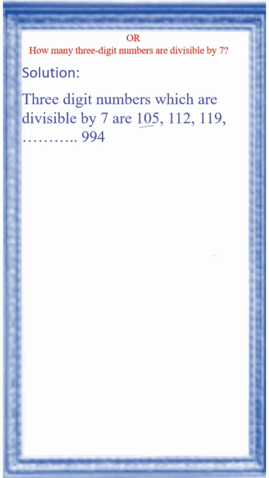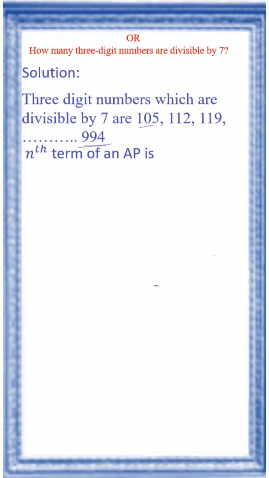Then you can find, no? Within 1000, we have to check 999. It is not divisible by 7. 998 not divisible. Like that you have to check. The last number is 994. We have to find n.